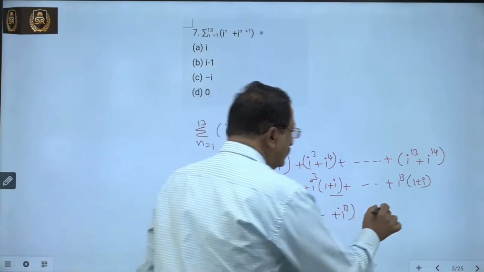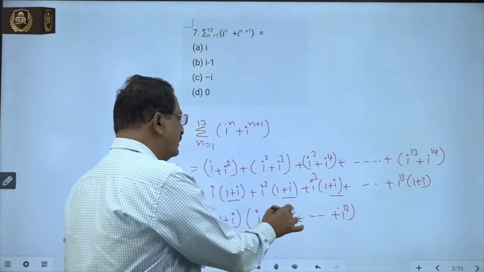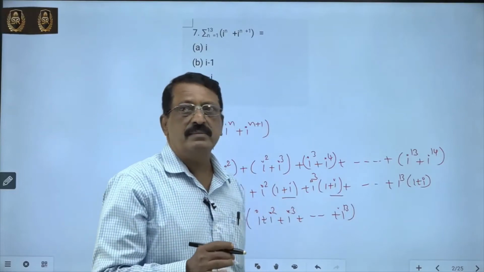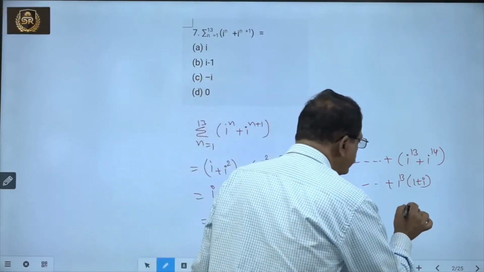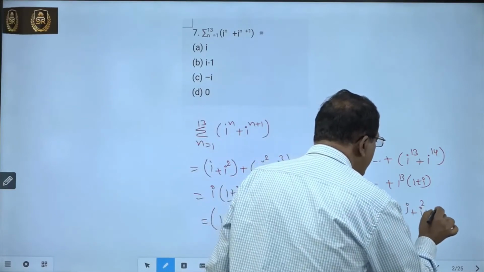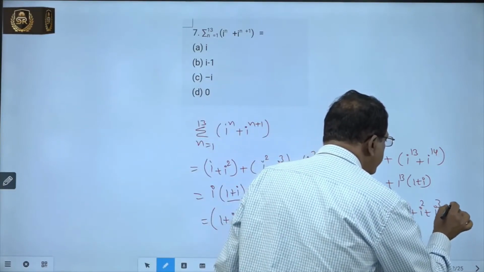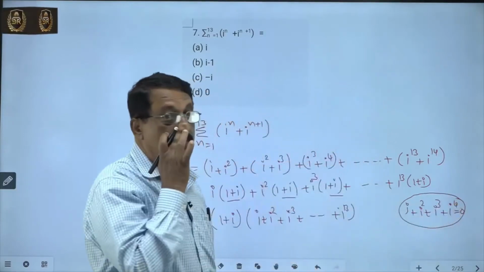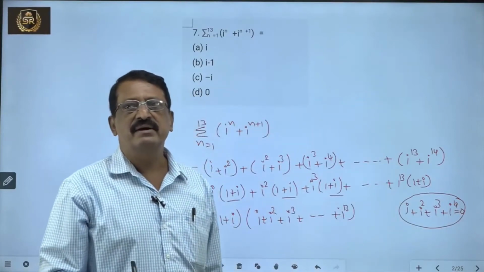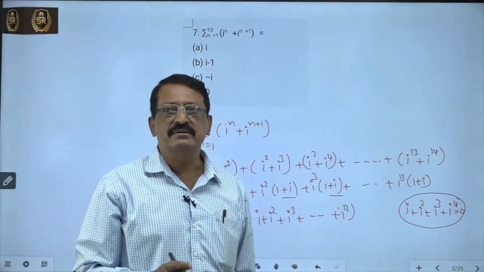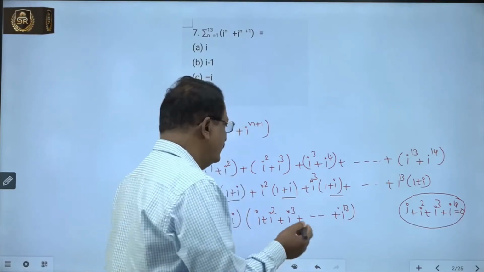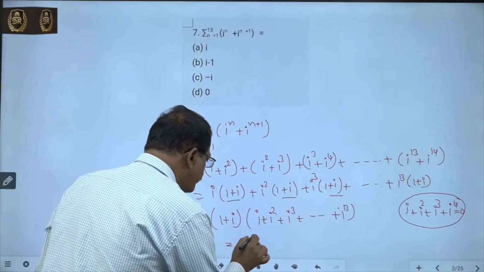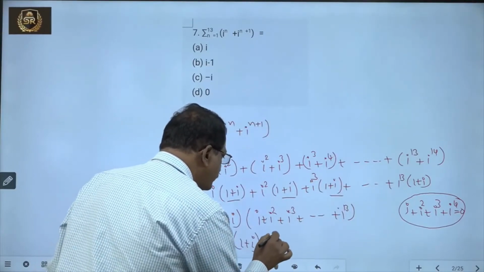But in i plus i square plus i cube plus i to the power of 4, the first 4 terms equal 0. The first 4 terms, i plus i square plus i cube plus i to the power of 4, this value equals 0. Similarly, i to the power of 5 plus i to the power of 6 plus i to the power of 7 plus i to the power of 8 is also 0, up to i to the power of 12, which is 0. Then we get 1 plus i into i to the power of 13.